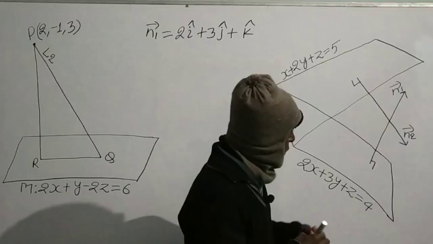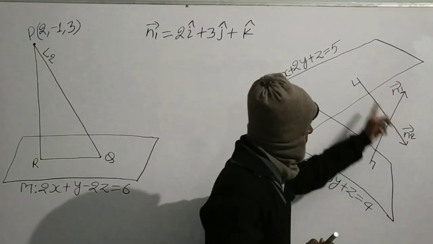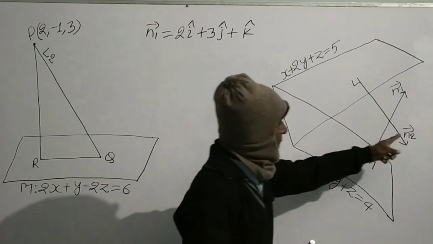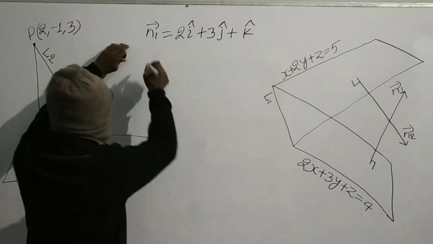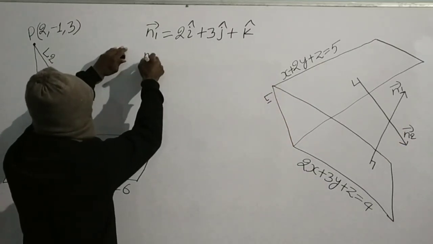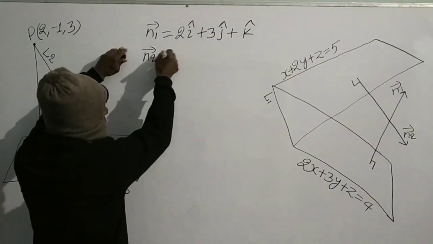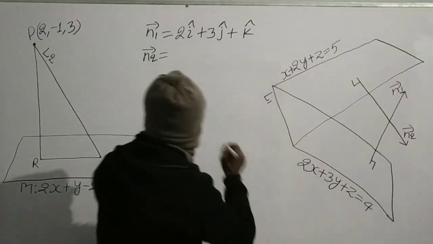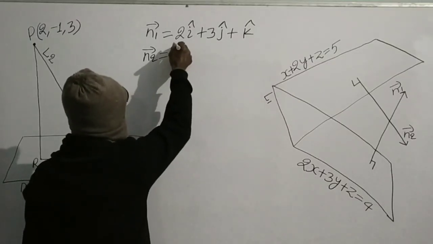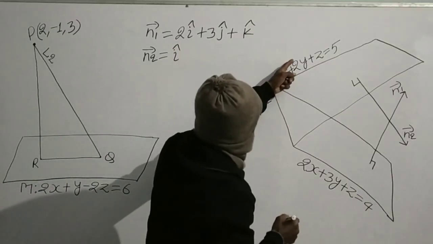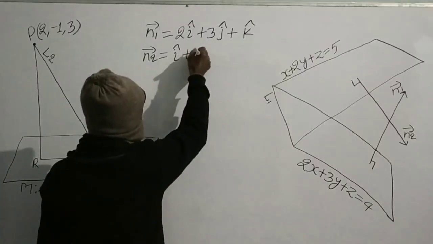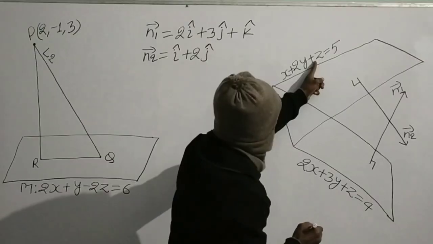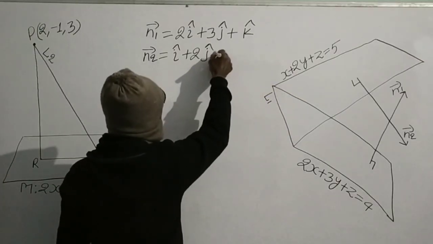If we suppose N2 is normal vector to this plane, then N2 can be written like this. Vector N2 is equal to 1i cap, means i cap, plus 2j cap, plus 1k cap, means k cap.